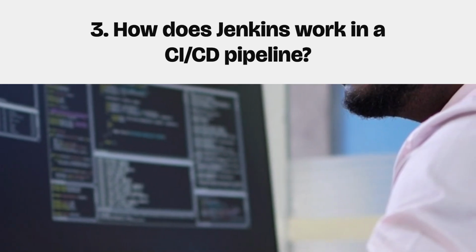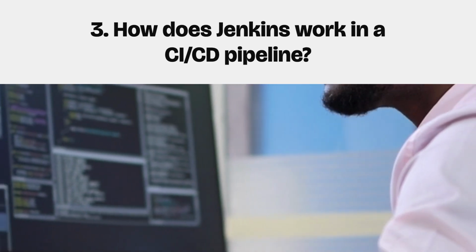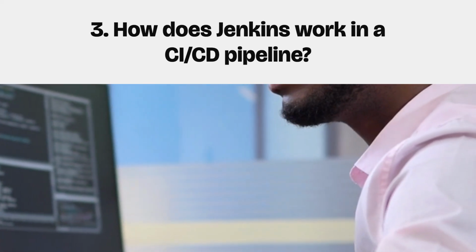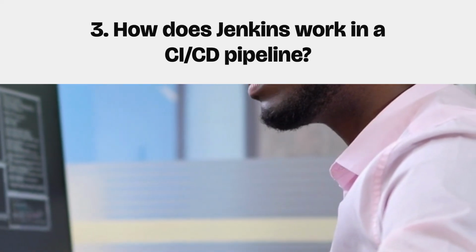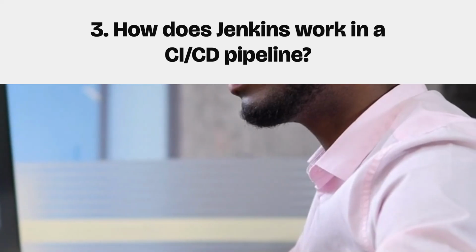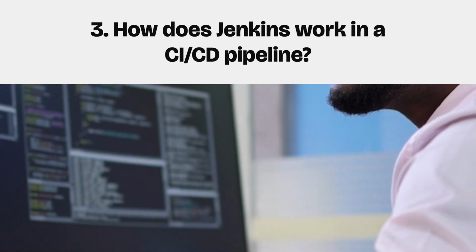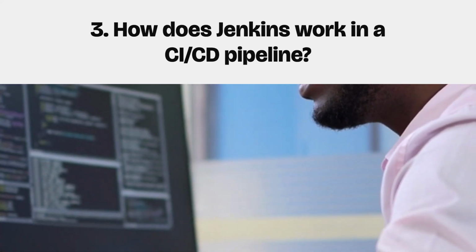3. How does Jenkins work in a CI/CD pipeline? Jenkins automates continuous integration and deployment. It detects code changes, pulls code, installs dependencies, runs tests, generates reports, and can deploy if configured. Pipelines are defined using Jenkinsfile.